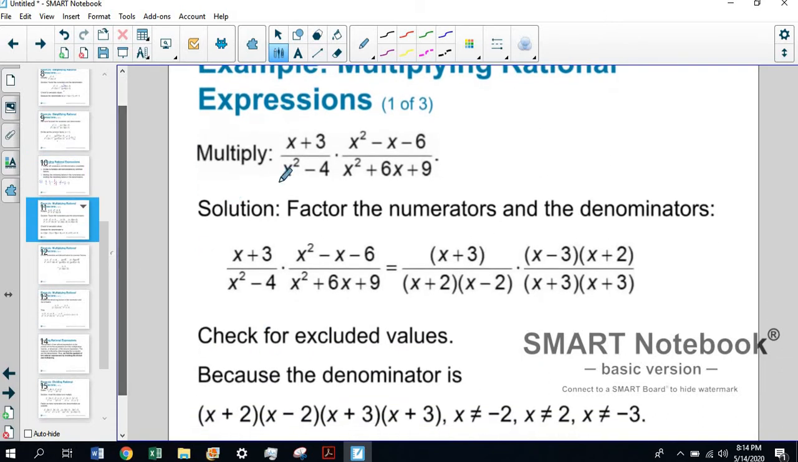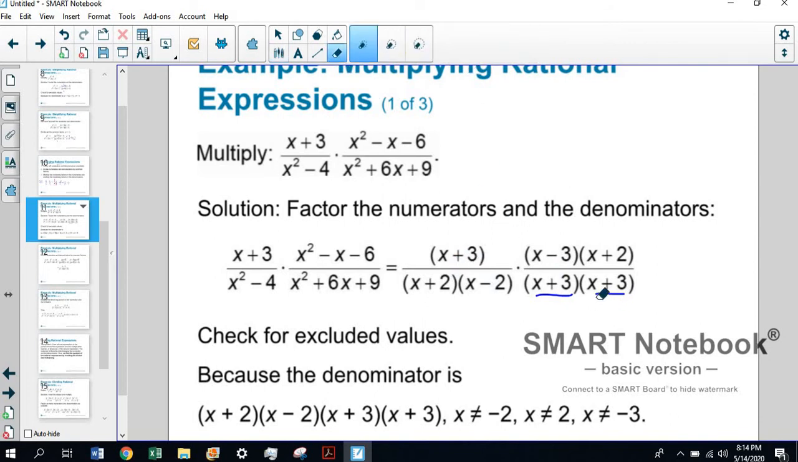Okay, so the first step, if you want to multiply these two rational expressions, is to factor the polynomials. X squared minus x minus 6 factors into (x minus 3)(x plus 2). X squared minus 4, difference of squares, factors into (x plus 2)(x minus 2). X squared plus 6x plus 9, that's actually a perfect square trinomial that factors into (x plus 3)(x plus 3). And so now you start to look for things that are in common. The x plus 3's are in common. The x plus 2's are in common here. Okay, and so we're going to divide those away. Divide the x plus 3's, divide the x plus 2's.